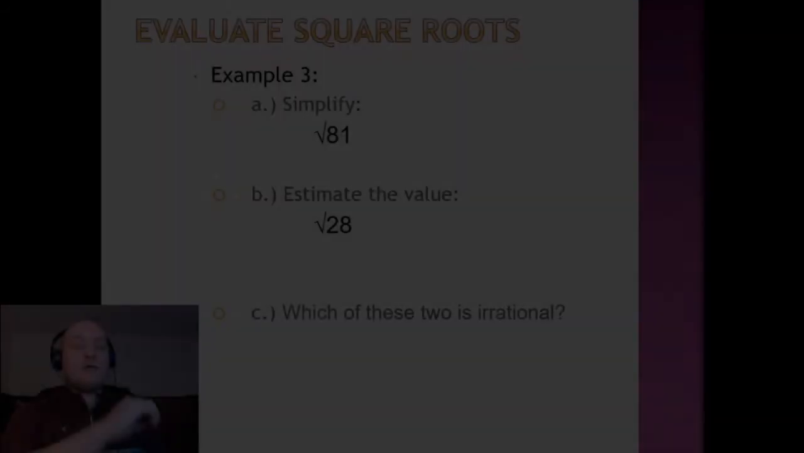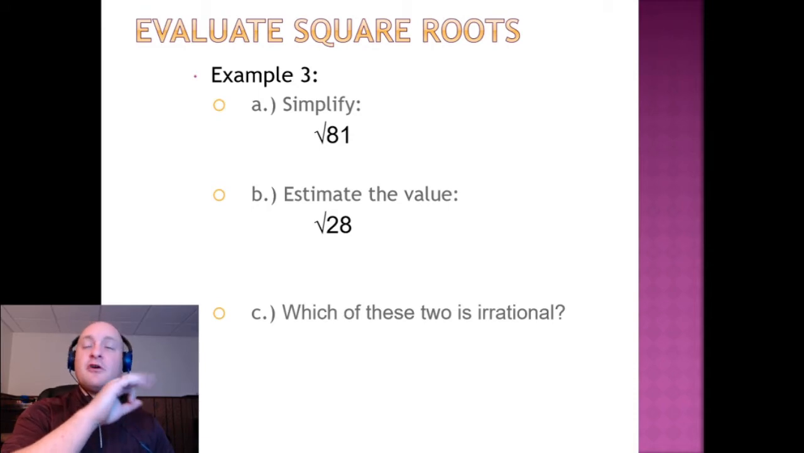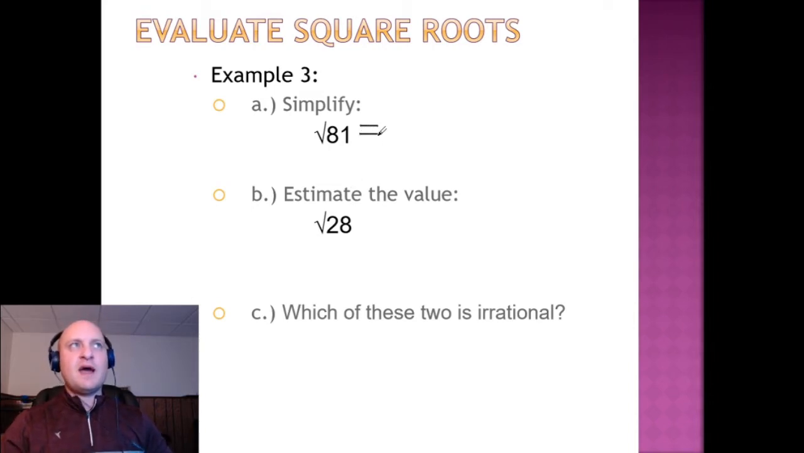For our final example, we have 3 parts. The first is to simplify, the second is to guesstimate, and the third is to identify a comparison of irrational numbers between the two. So if we're just simplifying the square root of 81, we need to know what times itself is 81. Well, that part's not too bad. Since 9 times 9 is 81, 9 is our final result.